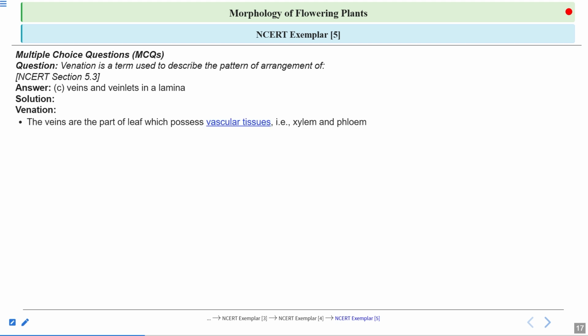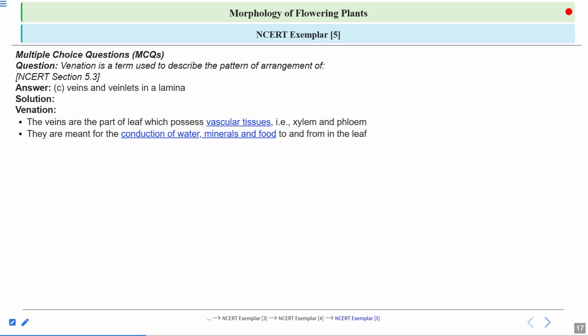The veins are the parts of the leaf which possess the vascular tissue. And what do these veins have inside them? They have the vascular tissue. This vascular tissue is made up of the xylem and phloem. They are meant for the conduction of water, minerals and food to and fro in the leaf, right?